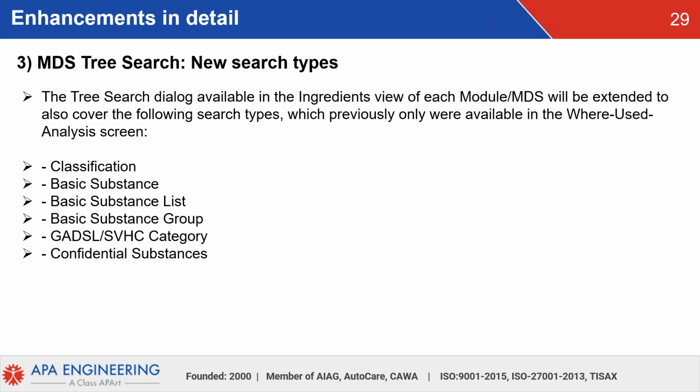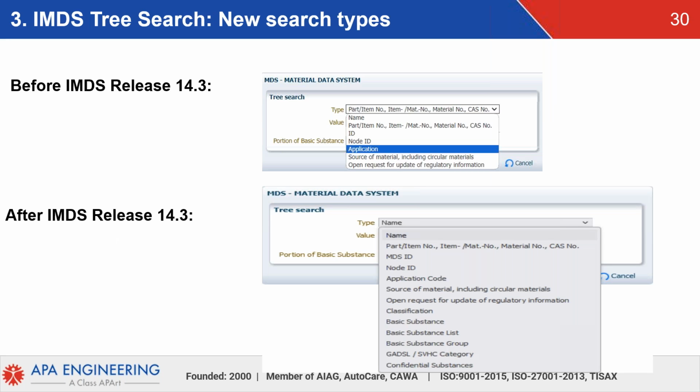So if you need data like classification, basic substance list, basic substance group, category, confidential substance, you must go through the next tab, the where used analysis screen. Once this 14.3 update gets released, under the tree search type itself you could find these many options, so you no need to go through the where used analysis screen. Before IMDS release 14.3, you could see only the existing information under that tree search type. Once after 14.3 gets released, you could additionally see classification, basic substance list, basic substance group, category, confidential substance, and all. So these are the updates which are going to happen after the 14.3 release.